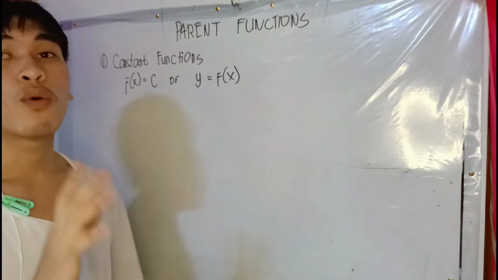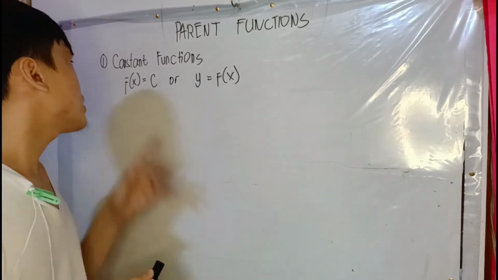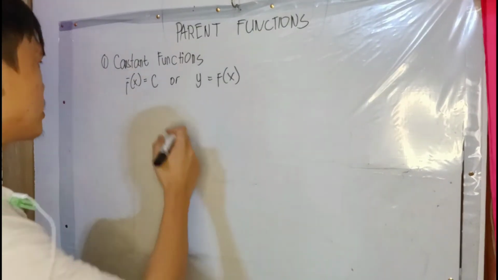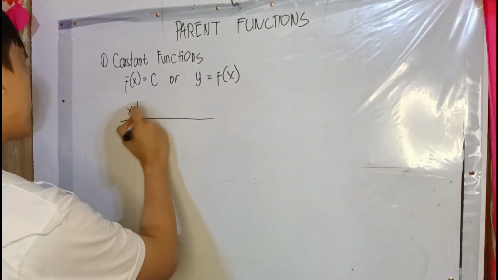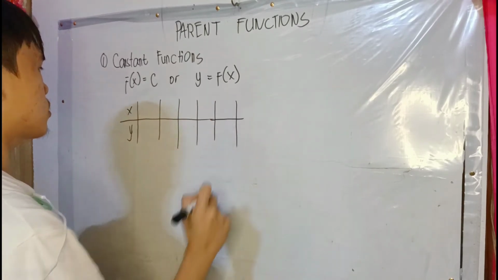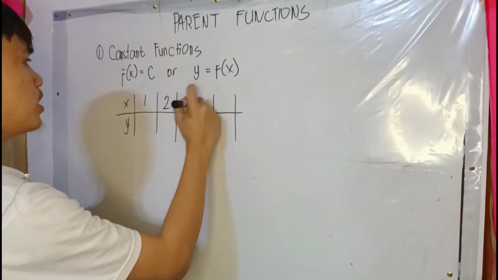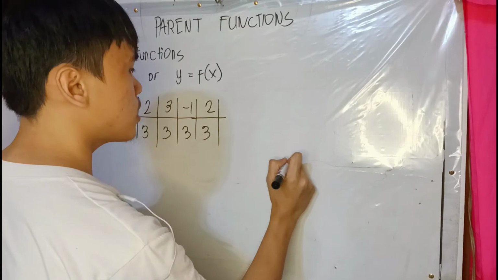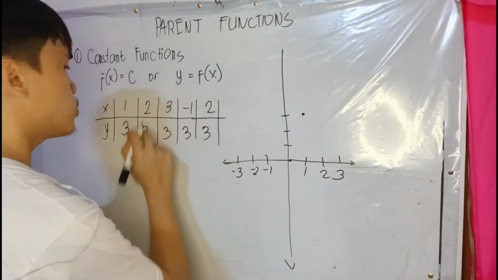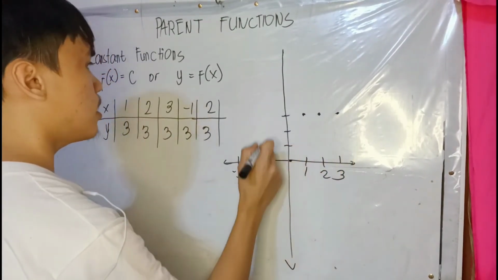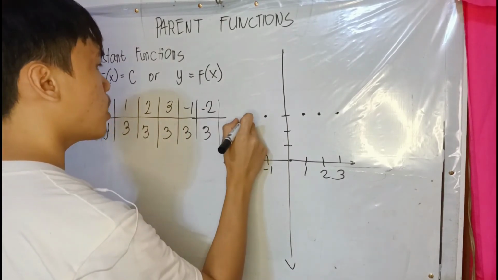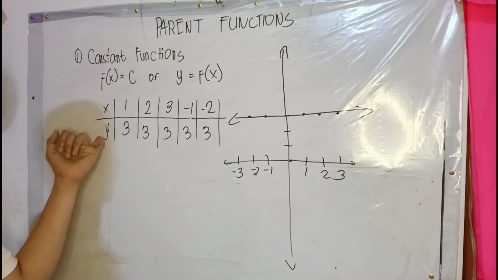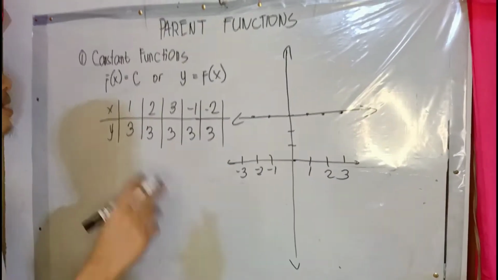So our first parent function is the constant function, which is f of x is equal to a constant, or y is equal to f of x. For example, the y value has to be the same, because it is a constant function. So when x is 1, 2, 3, negative 1 and negative 2, the y value is 3, 3, 3, 3, and 3. So our graph solution is (1, 3), (2, 3), (3, 3), (negative 1, 3), and (negative 2, 3). Our graph looks like this. The constant is y, it does not change. It is just constant at 3. So this is an example of a constant function.